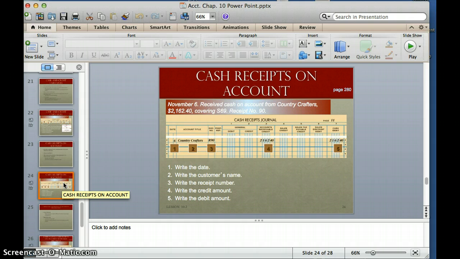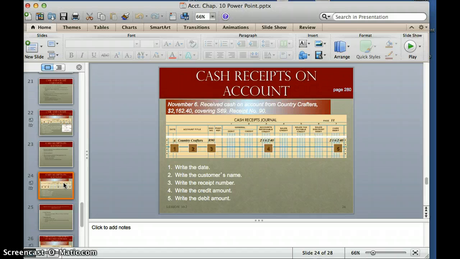So here's an example of a cash received on account. On November 6th, we received cash on account from Country Crafters for $2,162.40, covering S69, receipt number 90. So we write the date, which is November 6th, the customer's name, Country Crafters, and in this instance, we can't put a check mark. We have to have the name because we have to know that that's whose account we're going to credit for having paid us.